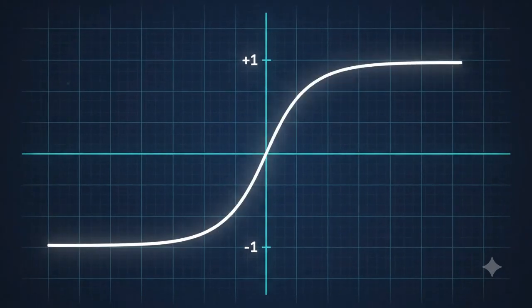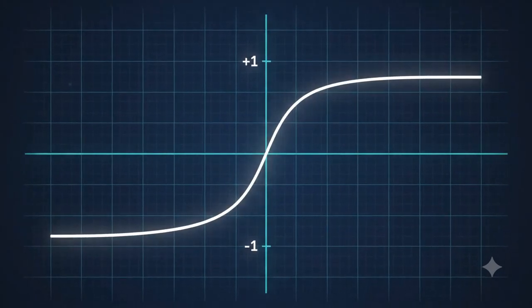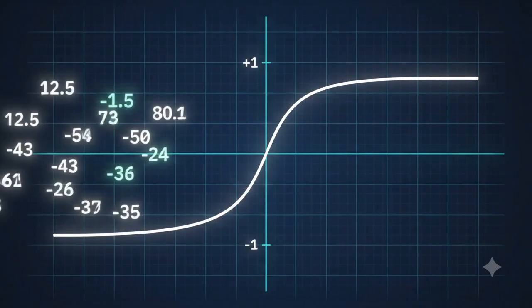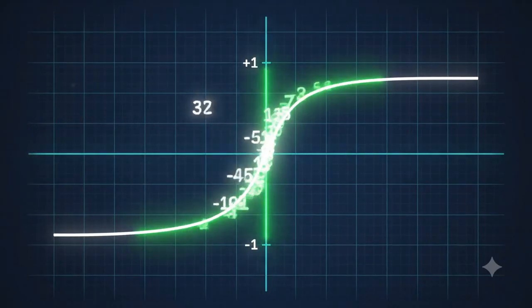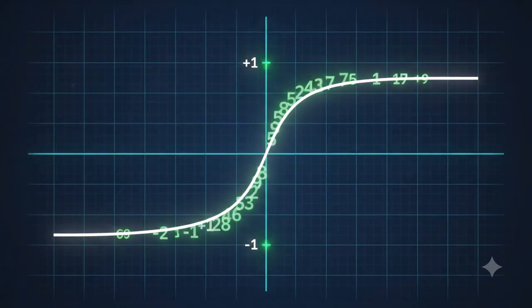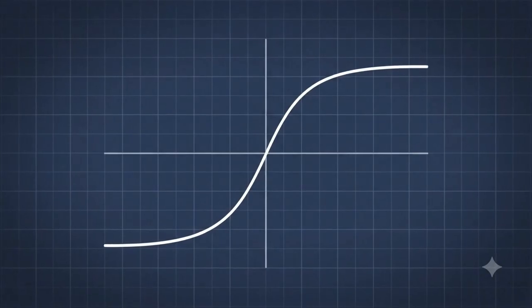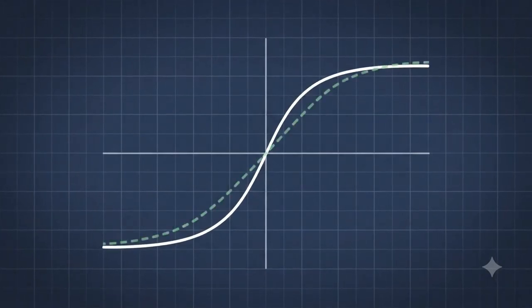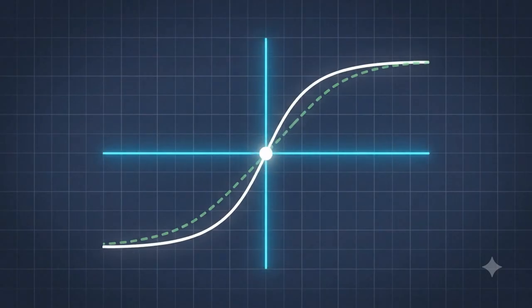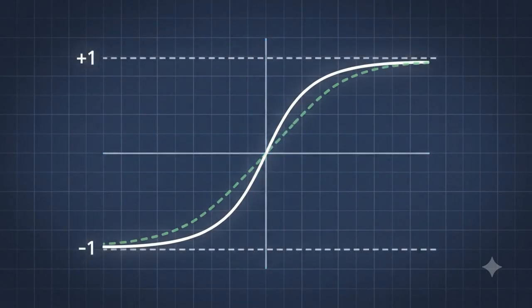Tanh, short for hyperbolic tangent, is a popular activation function in deep learning. It squashes any input value into the range of -1 to +1. Tanh also has an S shape, but unlike sigmoid, it is zero-centered. Output goes from -1 to +1, passing through 0 at x equals 0.